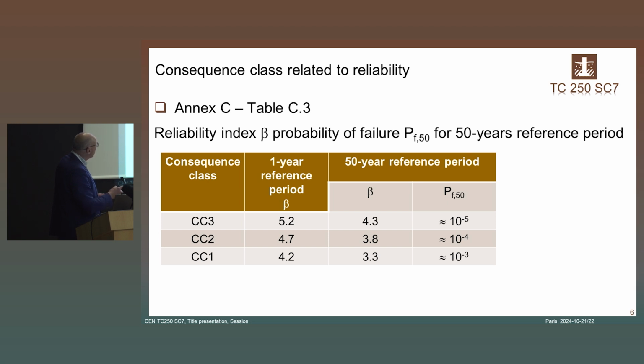And of course, if you want to go to different reference periods, you need this figure for a 1 year reference period, and you can calculate with that. One of the conclusions from the reliability study SC10 did was to forget about these 50 years probabilities and go for 1 year probabilities. However, we are used to these numbers, so they are still kept in. Connected to it are the chances of occurrence. So it's 1 in 10 to the minus 5, etc.